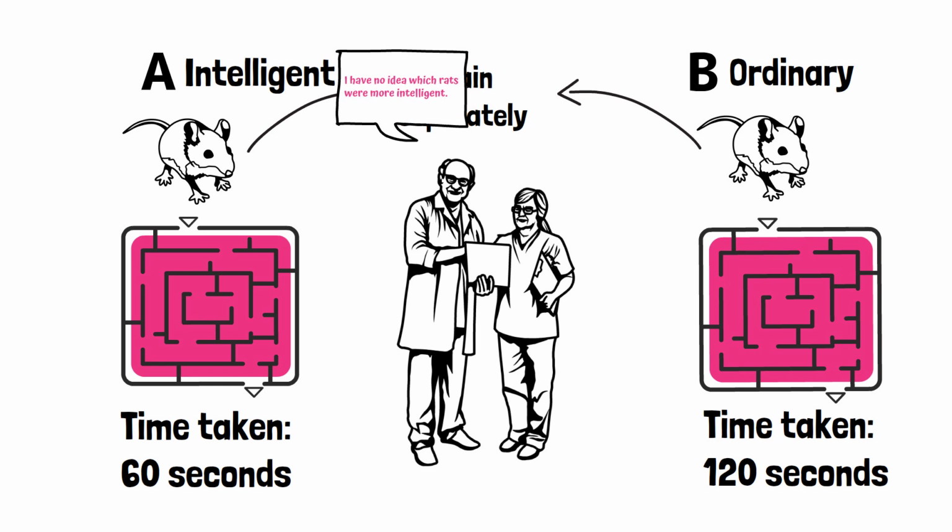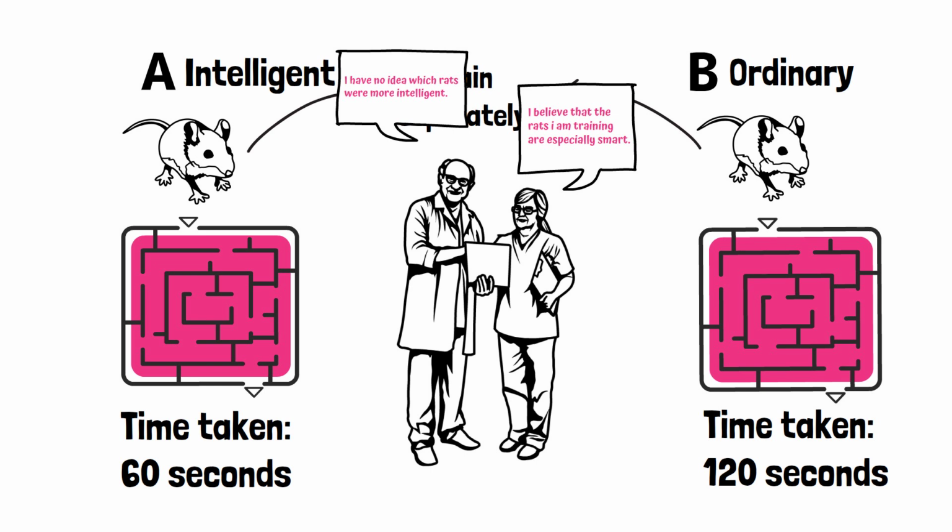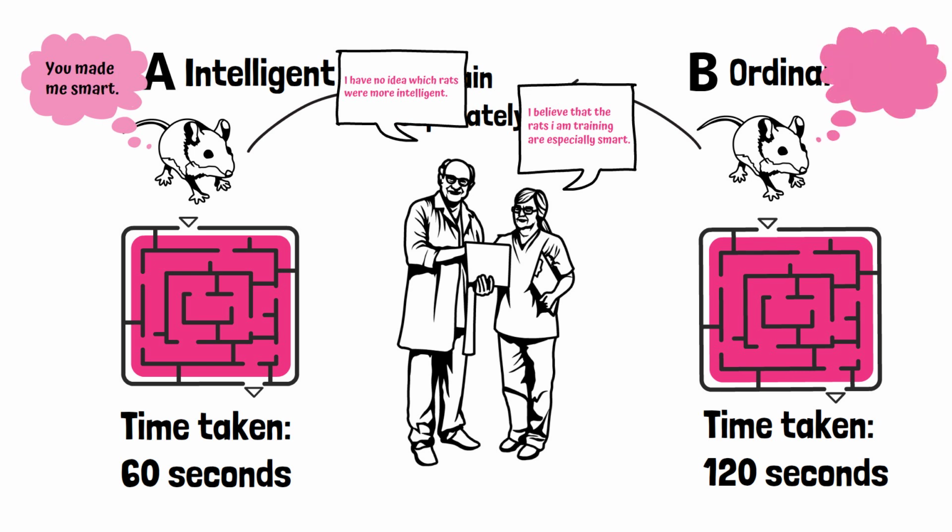However, when the experimenters believed that the rats they were training were especially smart, they treated them as such, resulting in better performance. Conversely, the other experimenters' treatment, based on the belief that the rats were of average intelligence, led to poorer performance. Rosenthal then extended this experiment to humans.